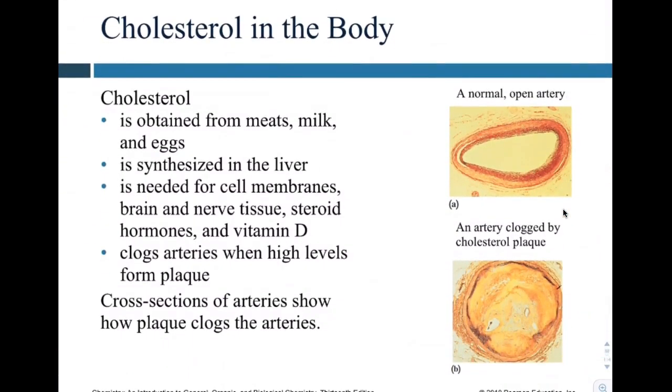Cholesterol, we say, oh, cholesterol's bad for you, right? Cholesterol's bad. So everything is bad for you if you have too much of it, right? Including water. And so we get cholesterol from meats, red meats, milk, eggs. It's made in the liver. We need it. You need cholesterol. You need it for your cell membranes. You need it for your brain and your nerve tissue. You need it to help form other steroids, like hormones in your body. And you need it for vitamin D. Right? But if you have too much of it, it can clog your arteries.